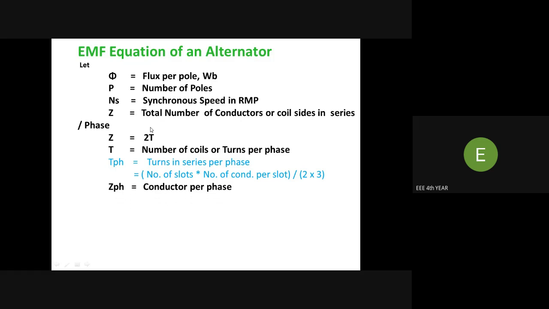Number of conductors per phase, Z phase, equals Z by 3, the total number of conductors divided by 3, because the number of phases equals 3 only: R, Y, B.